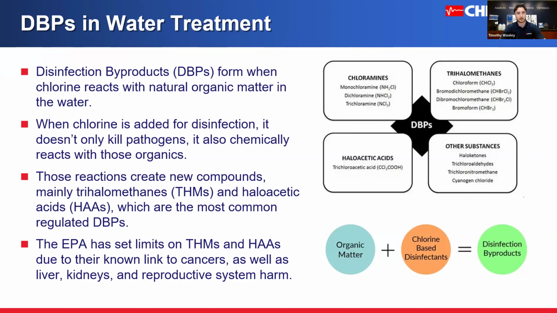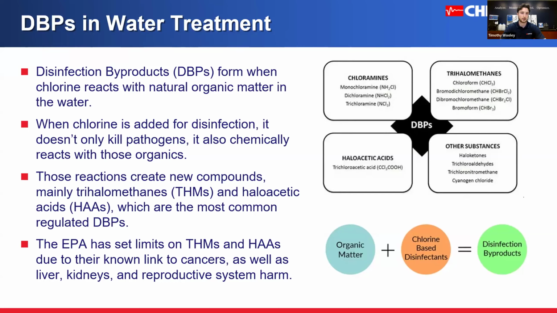So DBPs are disinfection byproducts. They form when chlorine reacts with the natural organic matter in the water. This could be things like decaying plants, algae, any other carbon-containing compounds. DBPs are not only a risk at the beginning of the process, they can be a risk at any point in the process, but obviously at the beginning of this water treatment process is where you see the most incoming DBPs. So wherever you are disinfecting, DBPs can form.